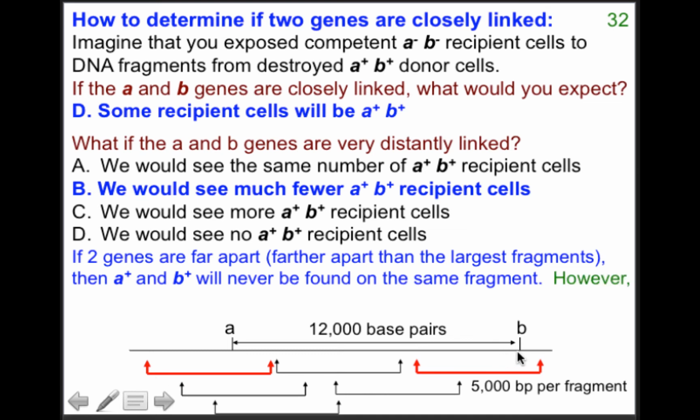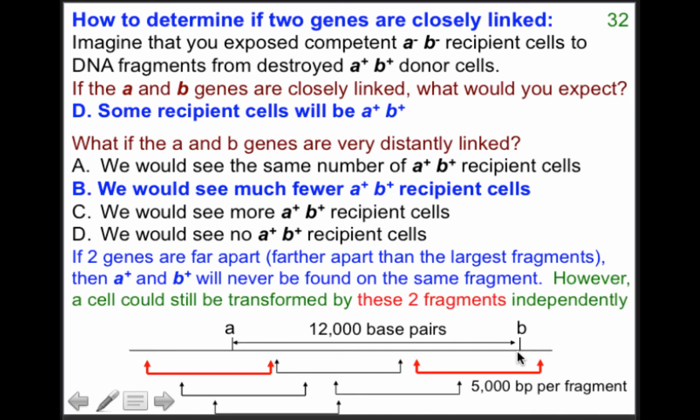However, you would still possibly see a cell that has both the A plus and B plus alleles because you could get two separate fragments transforming a cell, right? And this is a very rare event though, because not only do you have to get both fragments into the cell, you also have to have a pair of recombination events put the A gene into the bacterial chromosome, and also a pair of crossovers here to put the B gene into the bacterial chromosome.